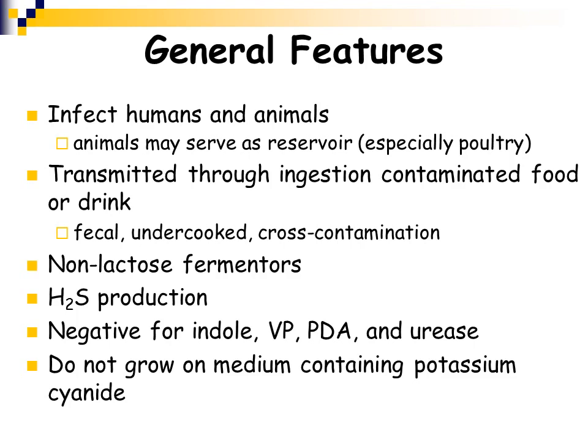And for those of you that are making separate charts, you might want to have a category of hydrogen sulfide production. We've already talked about a couple of organisms that produce hydrogen sulfide. One I can think of is Erysipelothrix rhusiopathiae. That is a gram-positive rod. Well, now we're in our Enterobacteriaceae. You can add Salmonella to the hydrogen sulfide producers. Salmonella is negative for indole, Voges-Proskauer, PDA, and urease, and it will not grow on medium that contains potassium cyanide.